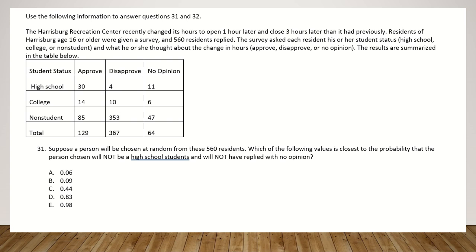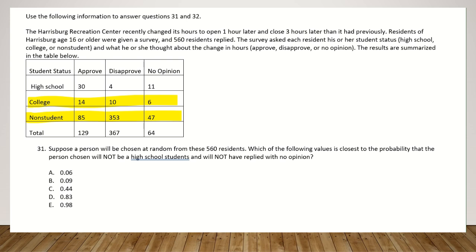So question 31 asks, suppose a person will be chosen at random from these 560 residents. Which of the following values is closest to the probability that the person chosen will not be a high school student and will not have replied with no opinion? All right, so not high school student. What does that mean? That means everything but high school student. That means college and non-student.